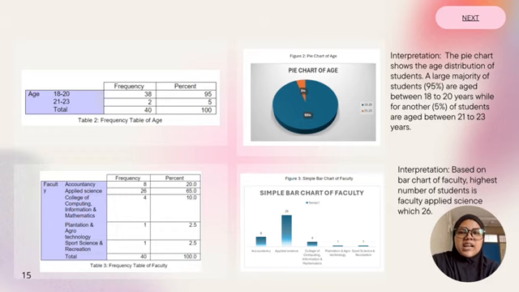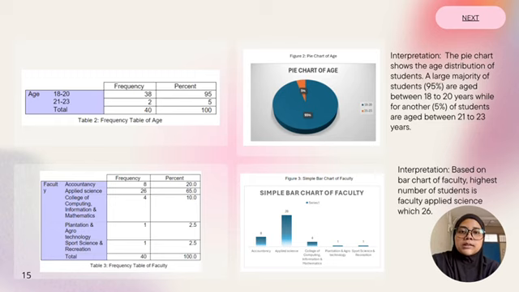From the bar chart, the faculty with the highest number of students is Applied Science with 26 students. This is followed by Accountancy with 8 students. The College of Computing, Information and Mathematics has 4 students, while Plantation and Agrotechnology and Sports Science and Recreation each have 1 student. So, to interpret based on the bar chart of faculty, the higher number of students is from the Faculty of Applied Science with 26.